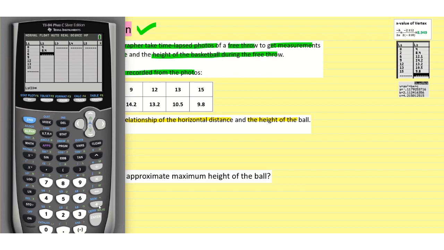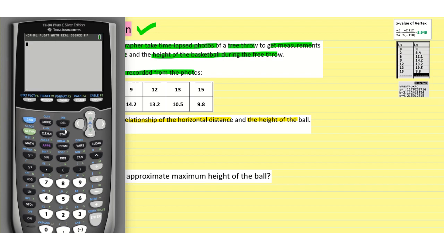Okay. And then I'll have 12.1, enter, 14.2, enter, 13.2, enter, 10.5, enter, and 9.8. And let's kind of look over that, make sure they look good. Yeah, I've got the same number of data points. So now we just push enter. Then we can go second quit, get completely out of there.